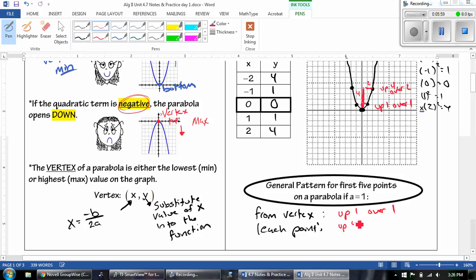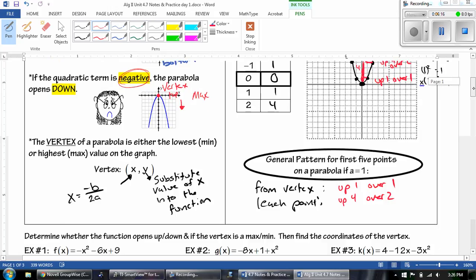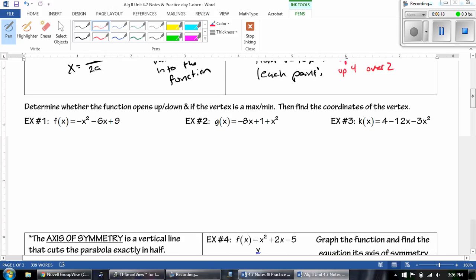So up 4, over 2. And if you notice, that works both ways. I go up 1, over 1, up 4, over 2. And it works for all of your points. Okay?